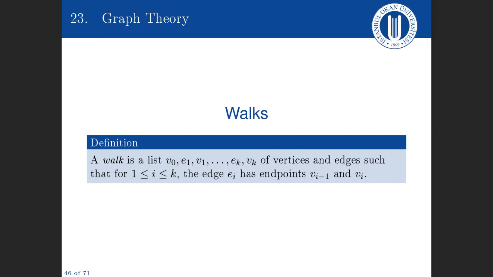Let's talk about walks. Now we're going back to the problem we started with, where Euler was asked about walking around Königsberg. A walk is a list of vertices and edges. It goes vertex, edge, vertex, edge, vertex, edge, and so on. And it's done in such a way that every time we write an edge, the edge connects the two vertices together. So edge 1 connects V0 with V1 and so on.